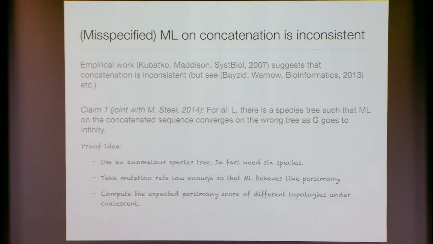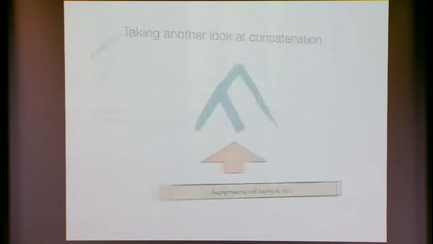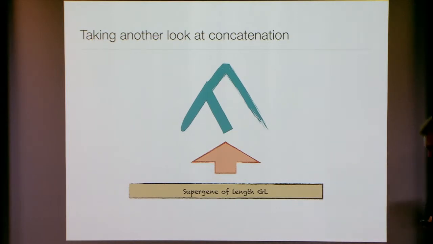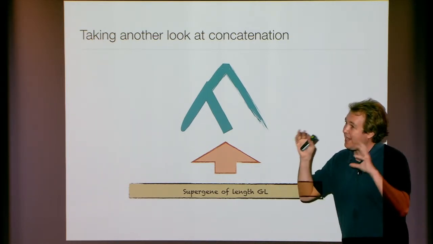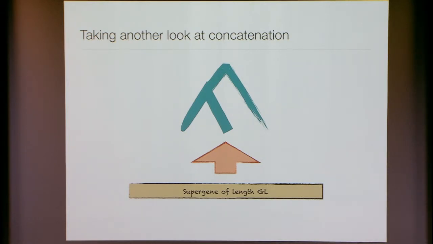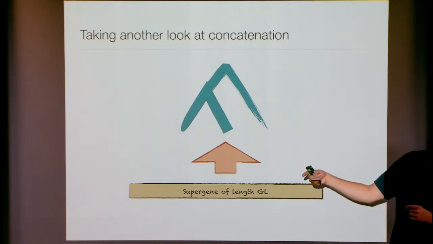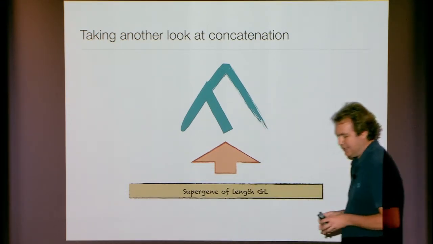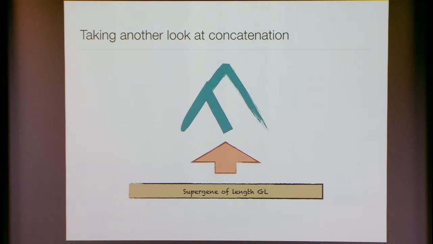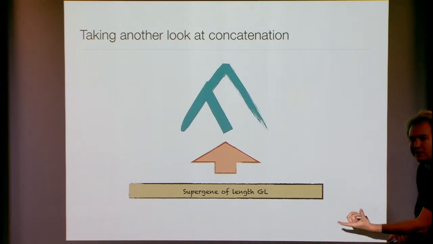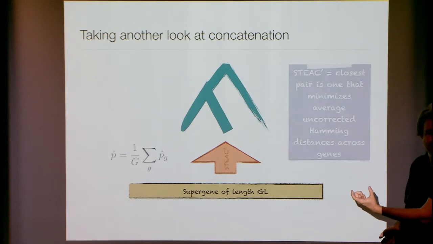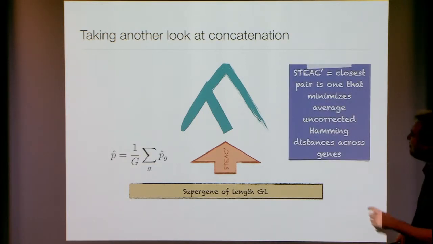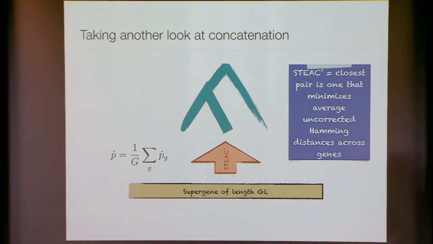Okay. Now, as Tandy said in her talk, not all concatenation is evil. And let me give you a different take on this. There's a natural variant of the STAKE method that you can think of as a concatenated method. The STAKE method, remember, is you take an average of your coalescent times. Now, I don't have the coalescent times. What I have is a bunch of genes. How do I estimate the coalescent time of a particular gene? Well, I'm going to measure the distance between them. I'm going to compute the Hamming distance between the two sequences. And that's related by a transformation to an estimate of the coalescent time.